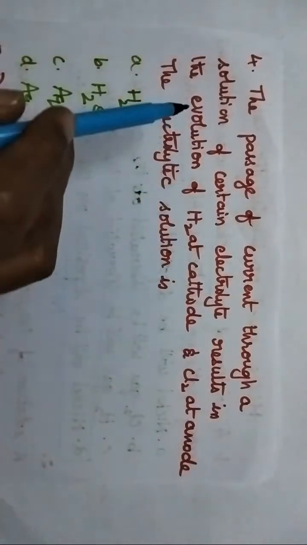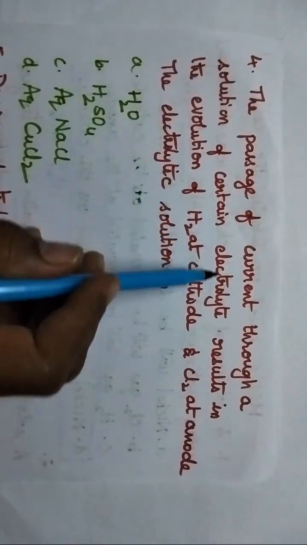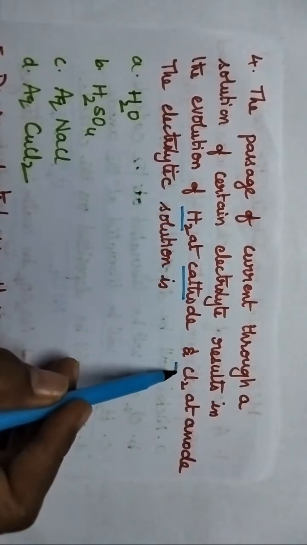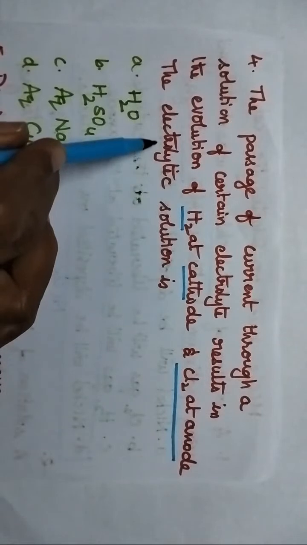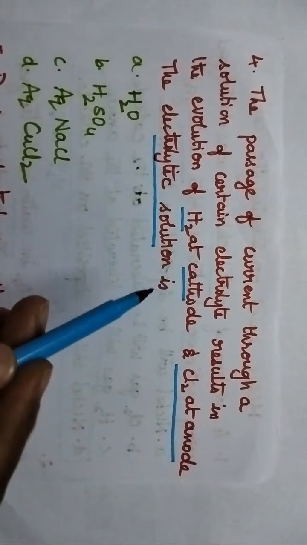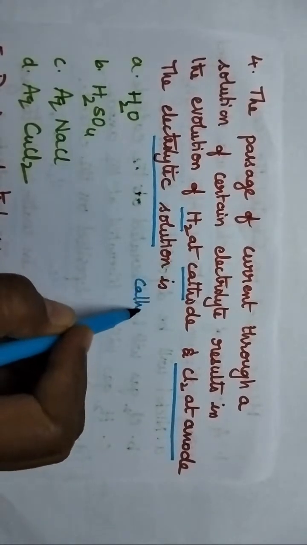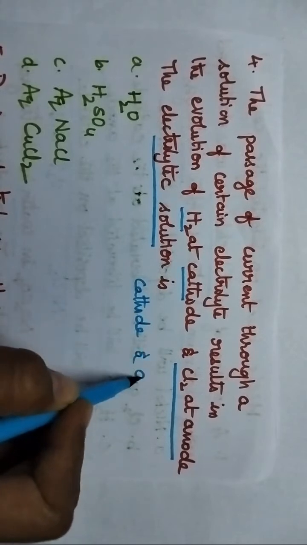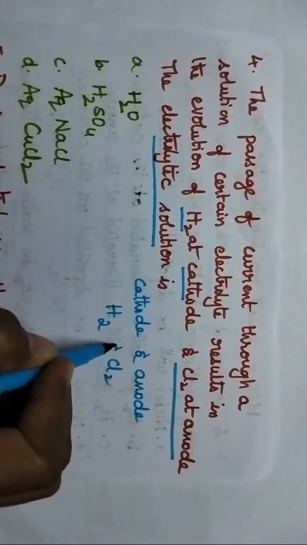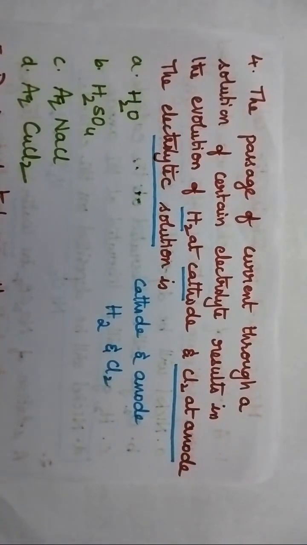Moving to the next question. The passage of current through a solution of a certain electrolyte results in the evolution of H2 at the cathode and Cl2 at the anode. The electrolytic solution is. So here they have given the products at the cathode and at the anode, H2 and Cl2. You are supposed to identify the electrolytic solution.